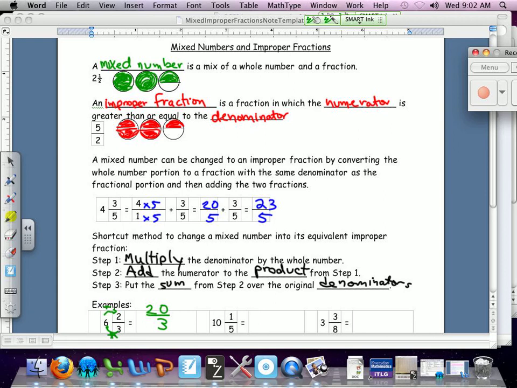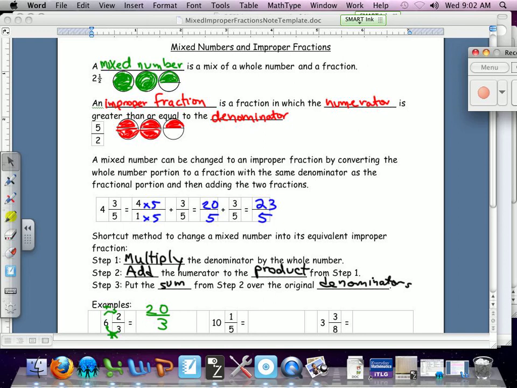So 3 times 6 got me 18, because that's how much 6 would be worth, 18 thirds. Plus the 2 thirds I already had means I have 20 thirds. So around the world: I multiply, then I add, and I make sure I finish off at the bottom number.